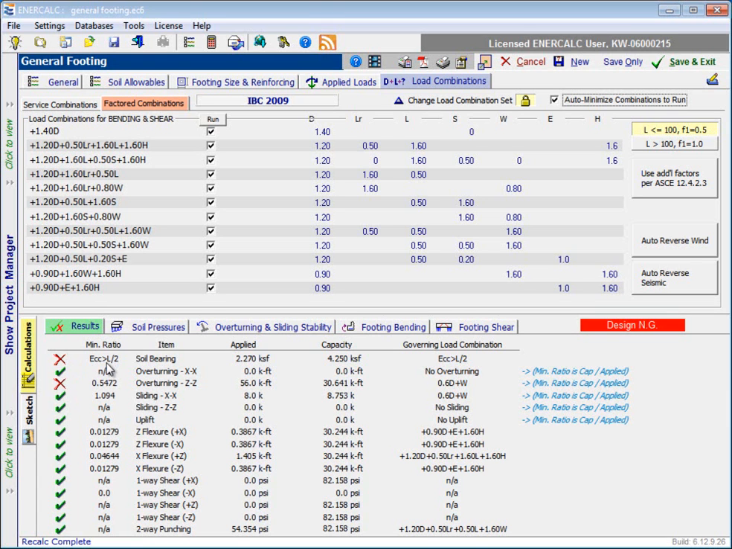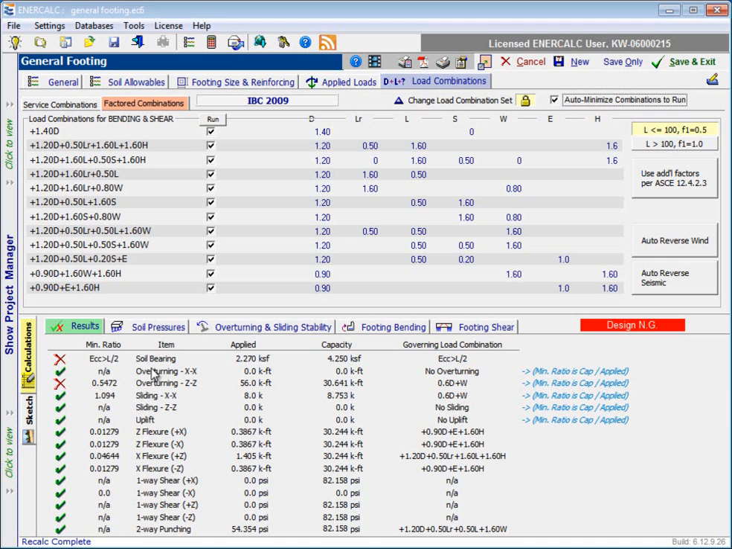Then we try to report what we refer to as a minimum ratio, although in some cases we can see that it's more of a text descriptor. So we'll take a look at those. And then we have both the applied and the capacity, or the allowable or permissible level, whether that's a pressure or an overturning moment or a sliding force or whatever. And then last we have an indication of the governing load combination that produced the controlling result.